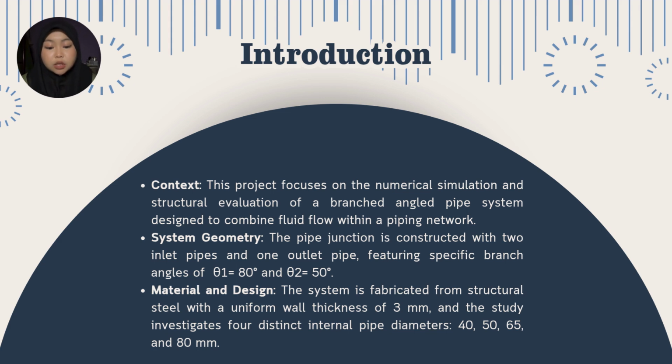This project focuses on the numerical simulation and structural evaluation of a branch angle pipe system designed to combine fluid flow within a piping network. The geometry here is a pipe junction constructed with 2 inlet pipes and 1 outlet pipe, featuring specific branch angles, which our group has theta 1 as 80 degrees and theta 2 as 50 degrees.